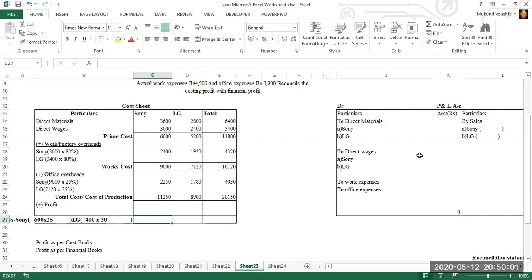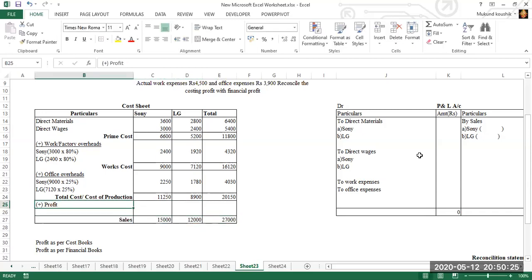So for Sony, it will be 600 into 25. 15,000 is the sales value. For LG, it will be 400 units into 30 per unit. Now, again, we have to take the total of both sales of Sony and LG.